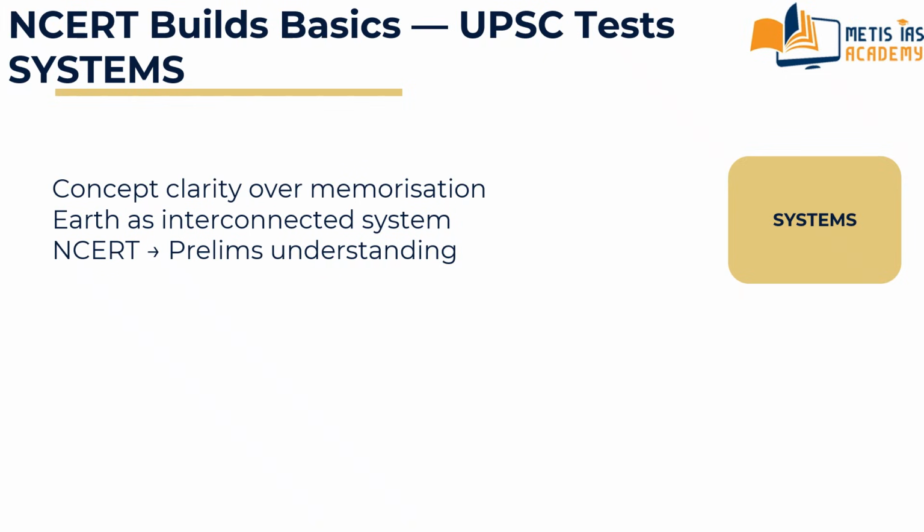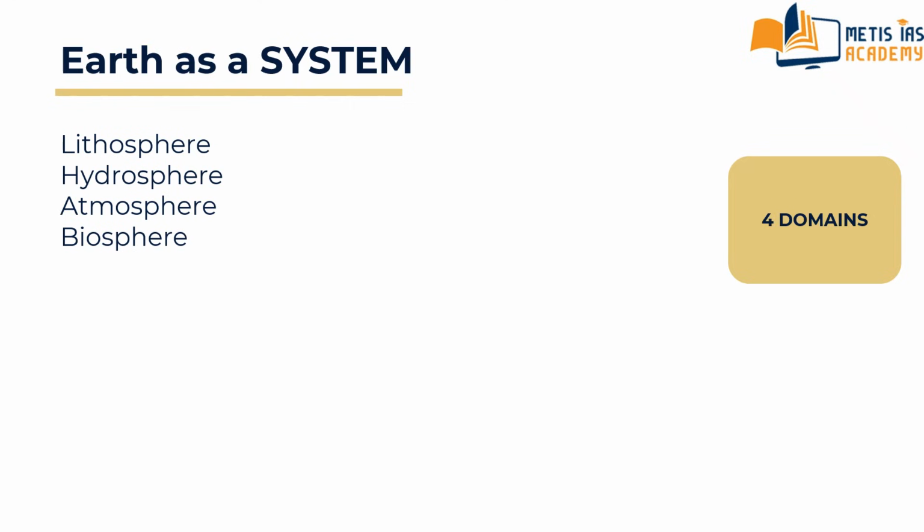Let us begin with one simple idea. Our Earth functions like a system, not separate pieces, but connected layers. And NCERT divides Earth into four major domains. Those are lithosphere, hydrosphere, atmosphere, and biosphere. We will go through all these spheres one by one.